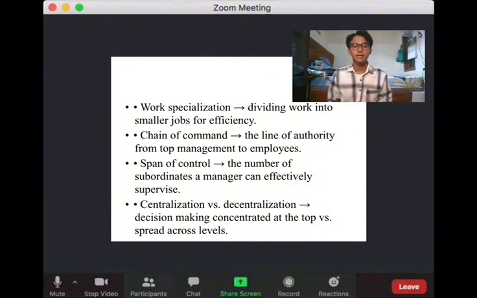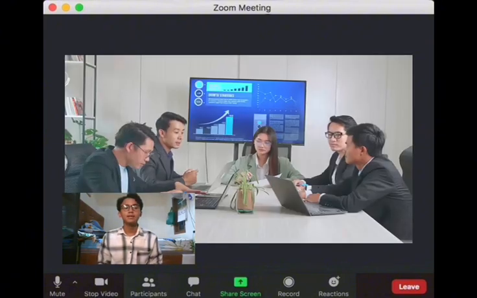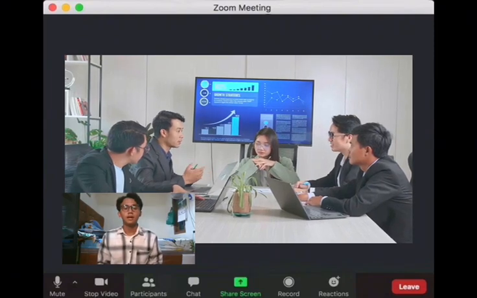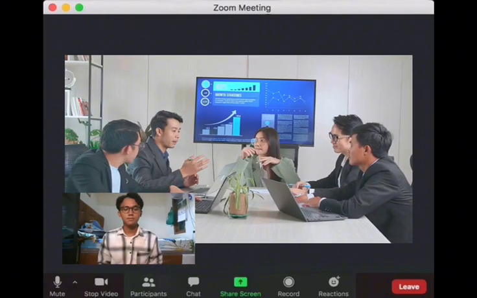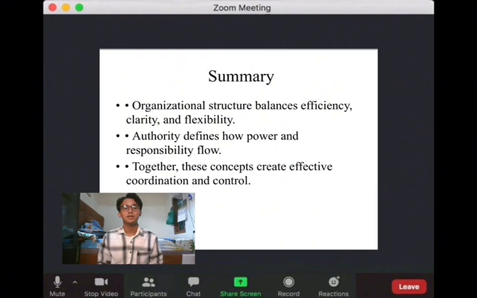And the last, there's a point named authority concepts. First, line authority is about direct command over subordinates. Second, staff authority, advisory role, support. And the third is responsibility and accountability, which is about obligation to perform and be answerable. And the last, or fourth, is delegation, which is about passing authority to subordinates.